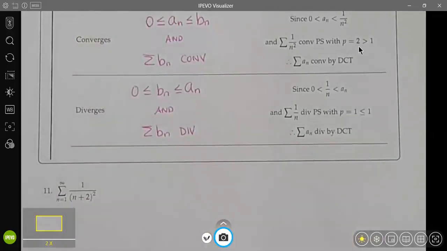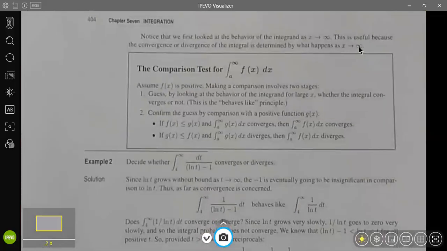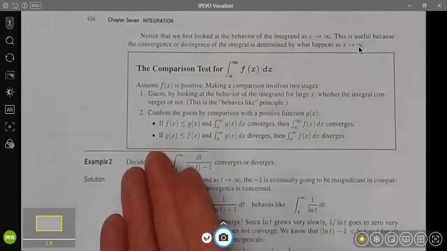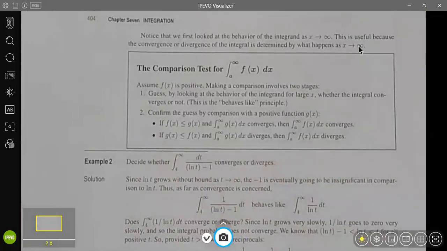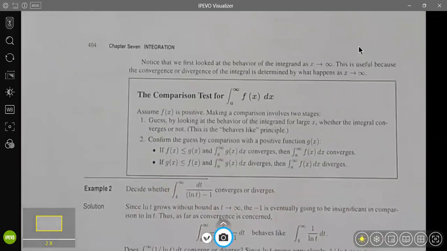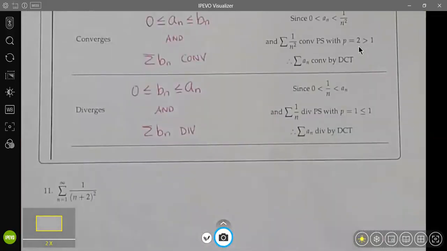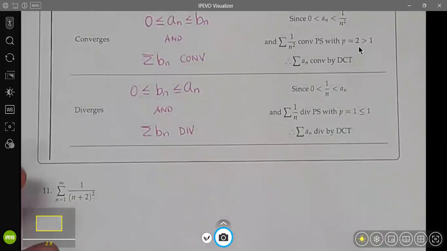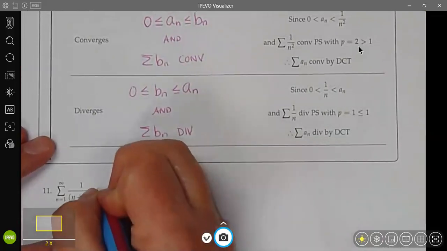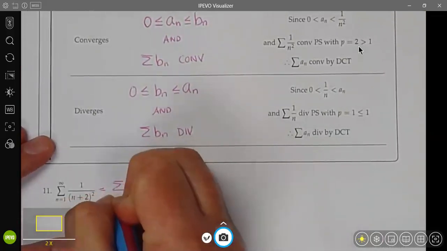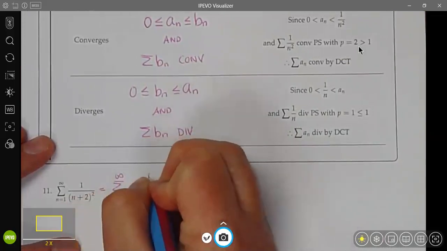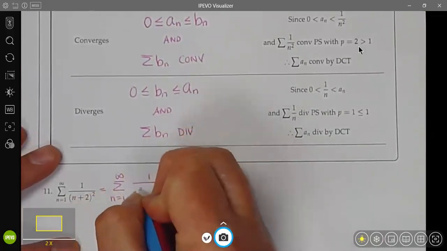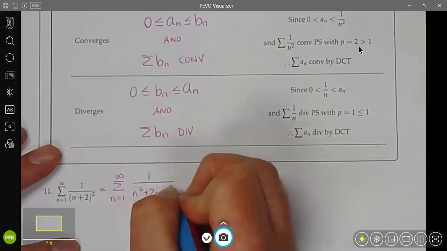So this should look pretty familiar from 7.7 where we did the comparison test. Hopefully this is a little bit of a review for you and won't be too difficult to pick up this test. Let's give this a try with the first one. I have the series n equals 1 to infinity of 1 over n plus 2 quantity squared. I'm going to FOIL this out just so I can get a better idea of what I'm looking at here. So I have 1 over n squared plus 2n plus 4.